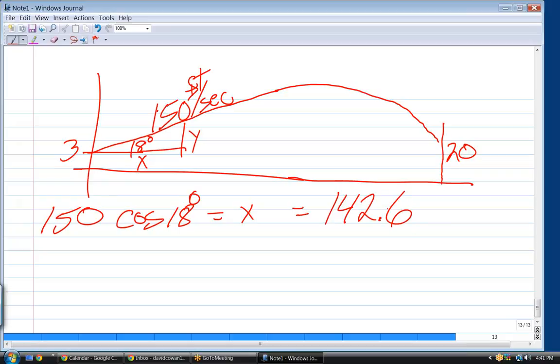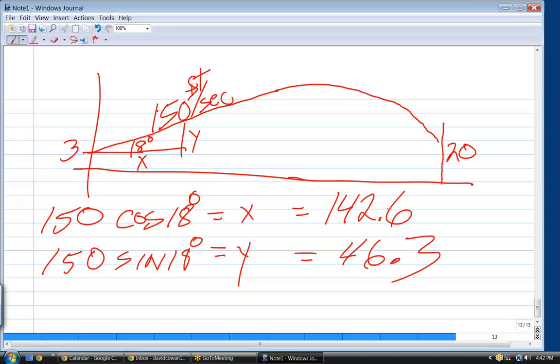So that's the same thing. When I hit that baseball at an angle of 18 degrees at 150 feet per second, that's the same as having a horizontal component of 142 feet per second. How about the vertical? What's y going to be equal to? What's the sine of 18 degrees going to be? Should we do the sine of 18 times 150? Exactly. That's the vertical component. What is that number? 46.3.